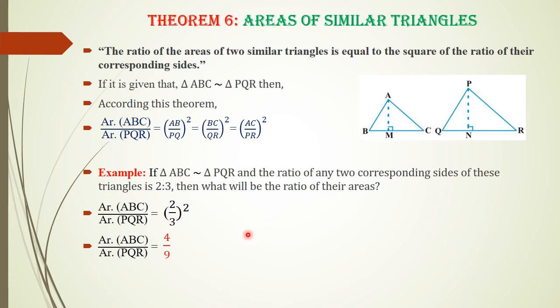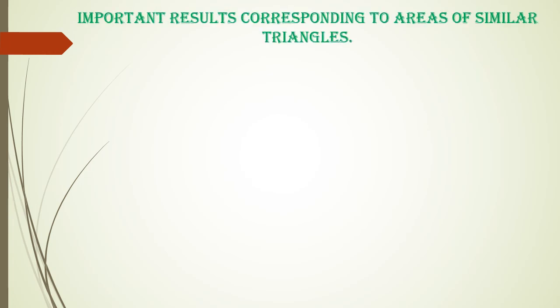Now you can expect many different types of problems on this area of similar triangles concept that you have to solve through your textbook problems. Now let us see some important results that we have got from the area of similar triangles theorem. These results are going to be very useful for your quick calculation in the examination. These results are going to save a lot of time for you. So what are those results?